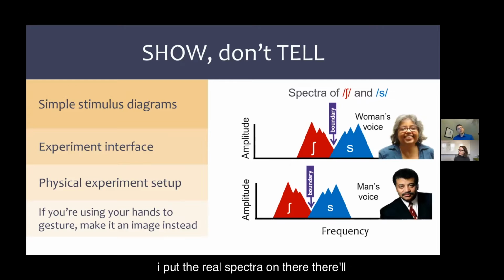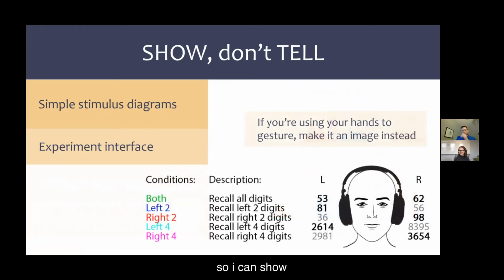If I put the real spectra on there, there'll be so many other details that they might distract your attention, okay? The other thing I'm doing is showing, I'm not just saying woman's voice, man's voice. I'm showing a woman, I'm showing a man, right? And it's just a little easier, okay? And I'm showing cool people on the plot. So I can show where the stimuli go. If I have a binaural experiment, this goes to the left ear, this goes to the right ear. If you find yourself using your hands to gesture around, make it an image instead. It's probably going to be easier.